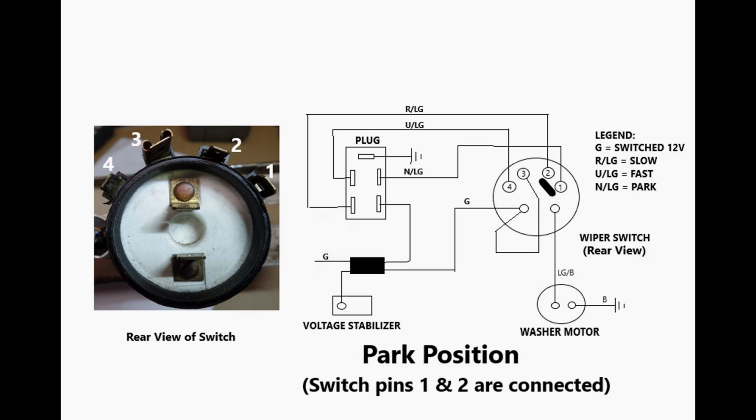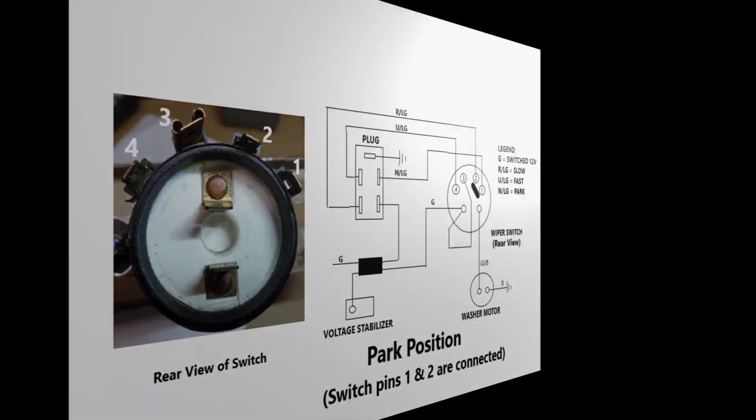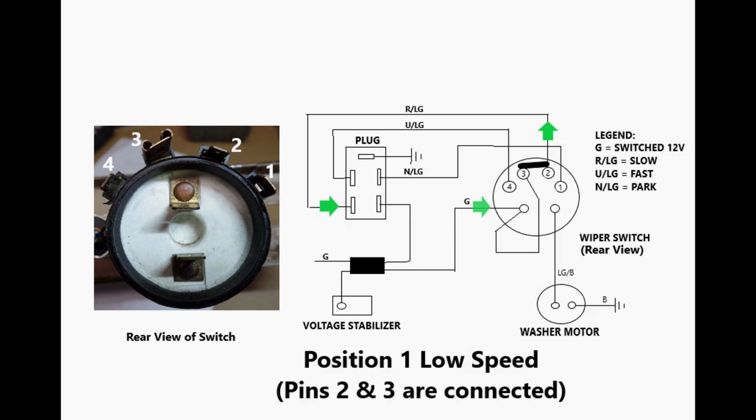One final thing: if you look inside the actual switch schematic symbol, there's a heavy dark line between pins 1 and 2. What I'm representing there is the rotating contact inside the switch that makes or breaks connection between the different pins as you rotate the switch from one position to another. So in the park position, pins 1 and 2 are connected together, and it'll park the wiper.